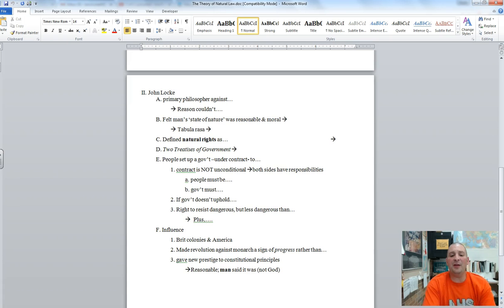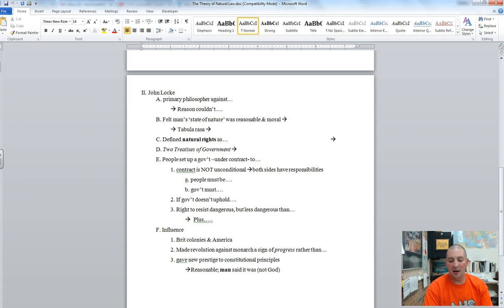So, even though he thought this right to resist was dangerous, we're talking about reasonable people here, so they're not going to rebel just for no reason. They're going to wait till there's good cause. That's what I have as the plus. We're talking about reasonable people here, and so he's not worried about them rebelling for no reason.